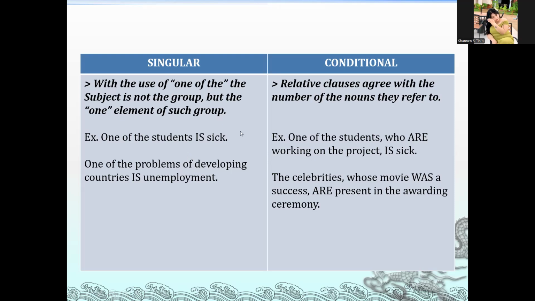One of the students in Niners, is or are? Annoying. Sino kaya? One of the students in Niners is or are annoying? Is annoying, okay. One of the problems of developing countries is unemployment. One of the issues in the Philippines is our corruption. One of the biggest issues in the Philippines is corruption.